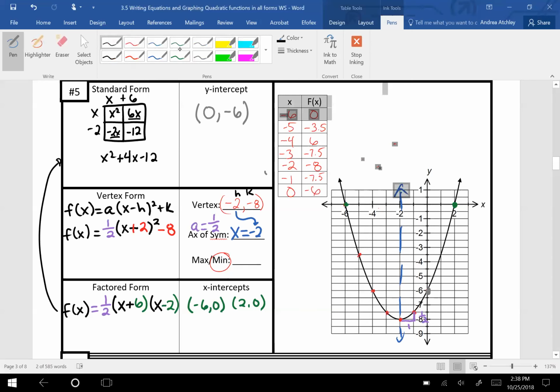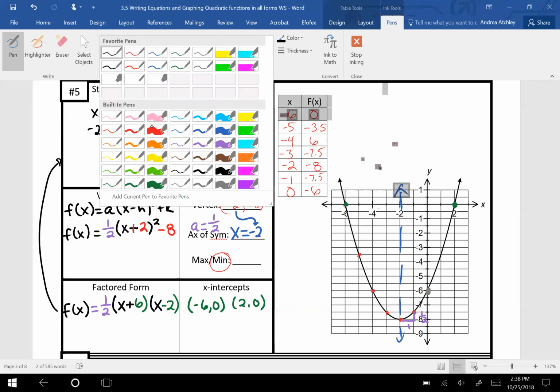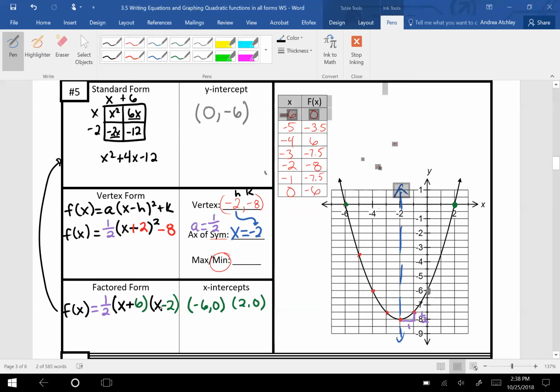Now, the only other thing I have to do is multiply by the a value. Distribute that a value through. So 1/2. So I'm going to multiply. So this is going to become f of x equals 1/2 x squared plus 4 times 1/2. Half of 4 is 2x. And then half of 12 is -6. So that's in standard form.